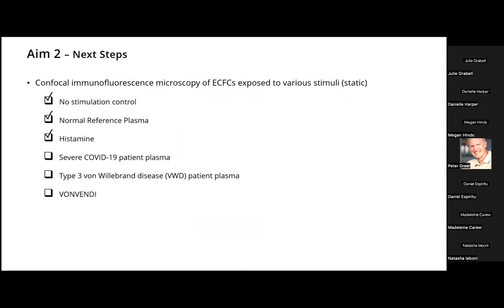I also wanted to include type 3 von Willebrand's disease patient plasma. So type 3 von Willebrand's disease is characterized by an almost total deficiency in VWF. So this would make the assumption that it has some other normal components within this plasma, but no VWF. So I wanted to see if that would warrant similar stimulation to the normal reference plasma. And lastly, I would want to try Vonvendi, which is a recombinant form of VWF, and see if that has any capability of stimulating the cells as well.